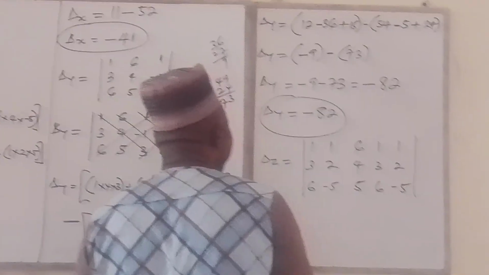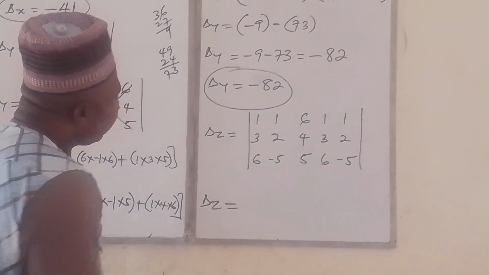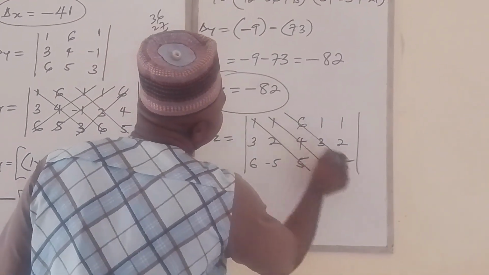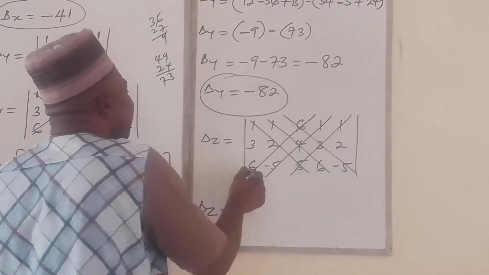This method is called the Sarrus method. You take the three elements from the diagonal. We have 3 here, 3 here, and 3 here.